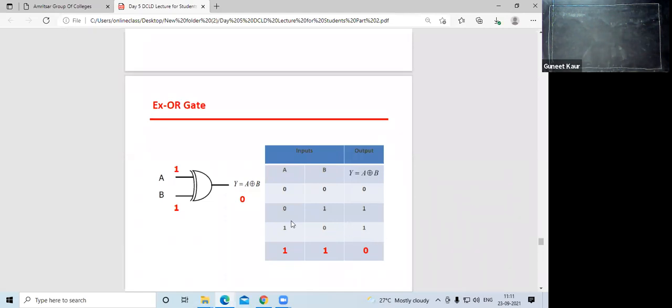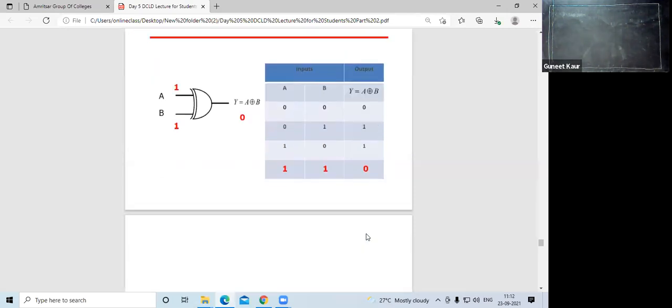So you can see that this is the anti-coincidence gate, because both inputs should be opposite to each other, then the output will be high. That is why it is also known as the inequality detector, because both inputs are not equal, so the output is 1. You can calculate this output with the expression A bar B plus A B bar also.